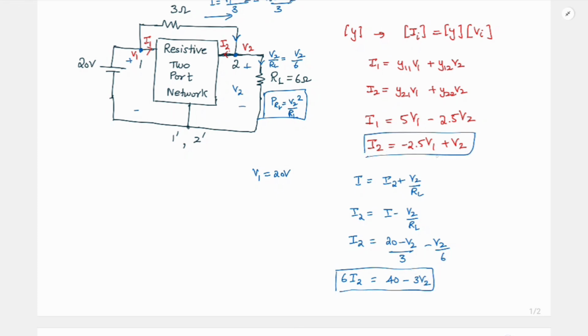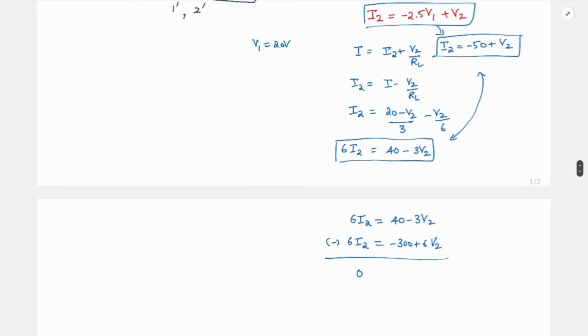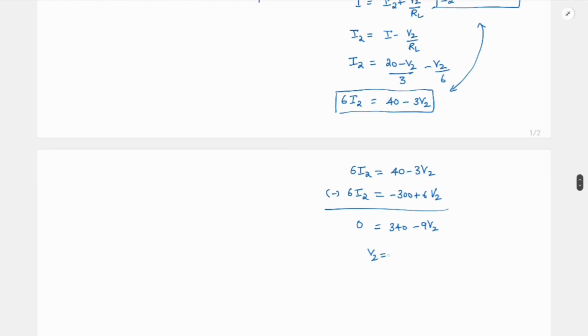And from the admittance equation, writing the V1 value, I2 = -20 × 2.5 + V2. How much is it? 20 into 2 is 40, plus 0.5 into 20 is 10, so minus 50 plus V2. From these two equations, I can eliminate I2 and find V2. So 6I2 = 40 - 3V2, and similarly 6I2 = -300 + 6V2. Subtracting, I get 0 = 340 - 9V2. So V2 = 340/9.